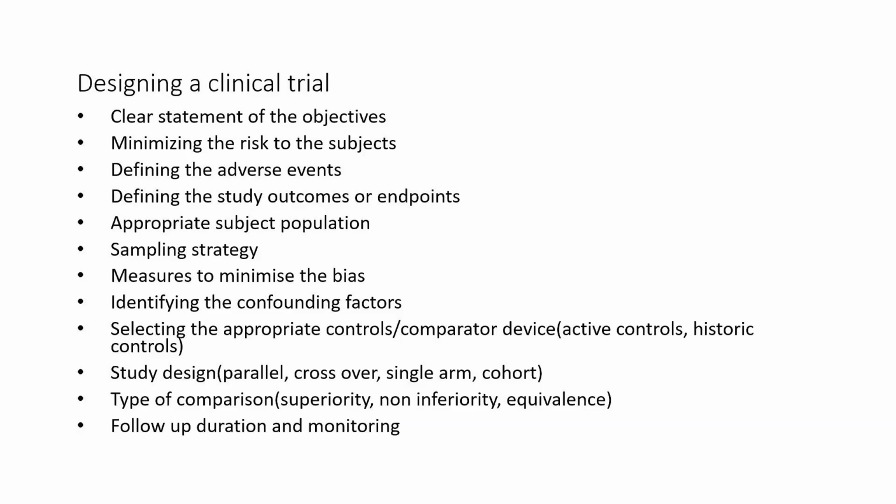Right? So from designing of a clinical trial, there are several things which we should consider, right? First, there should be a clear statement of the objectives. This is followed by minimization of the risk to the subjects, right? This is very, very important.